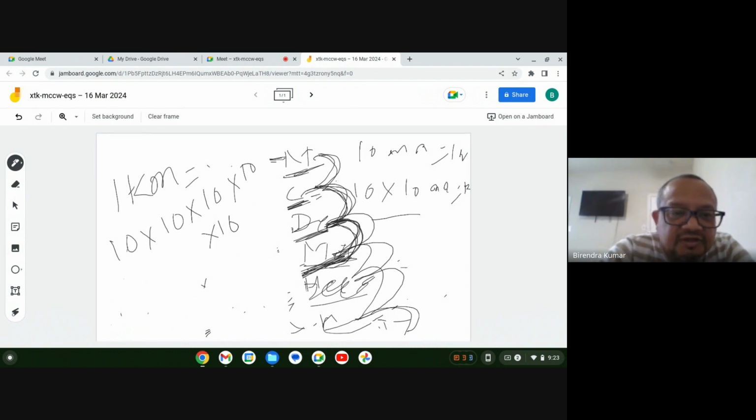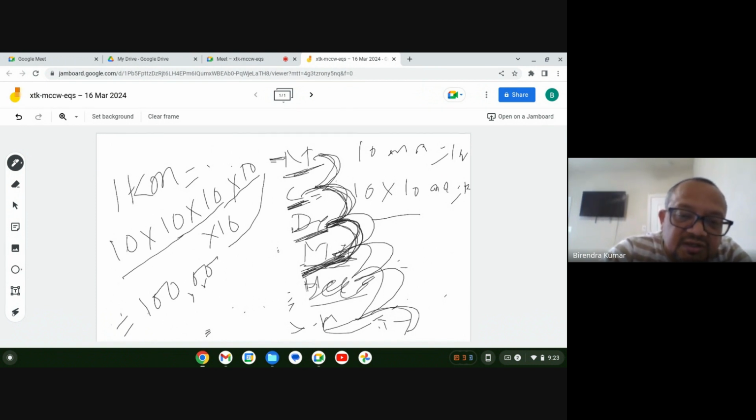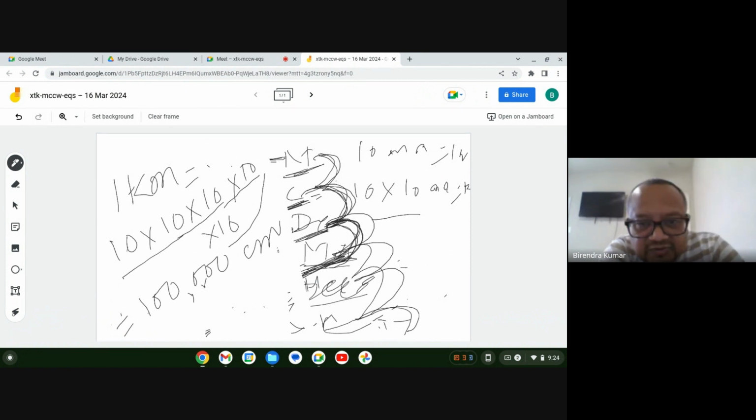Now 10 times 10 is 100. This makes it 1000. This makes it 10,000. This makes it 100,000. So 1 kilometer equals this many centimeters. This conversion will be much easier for you if you remember that song. You don't really have to worry about anything else.